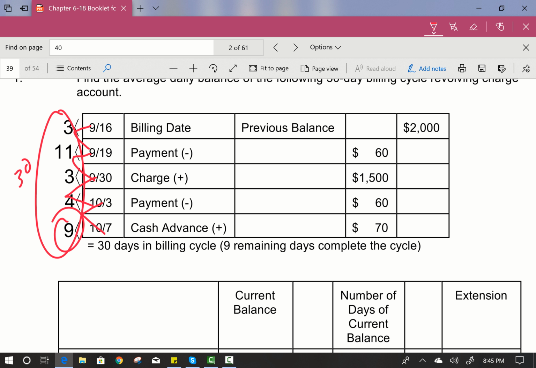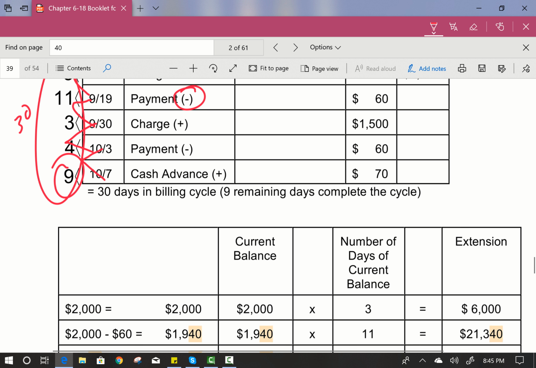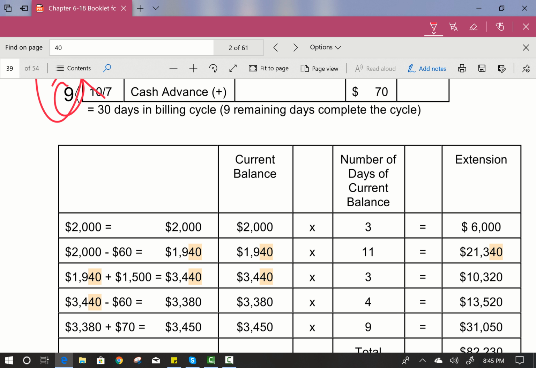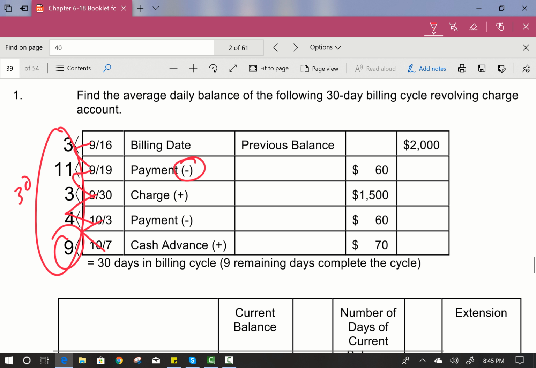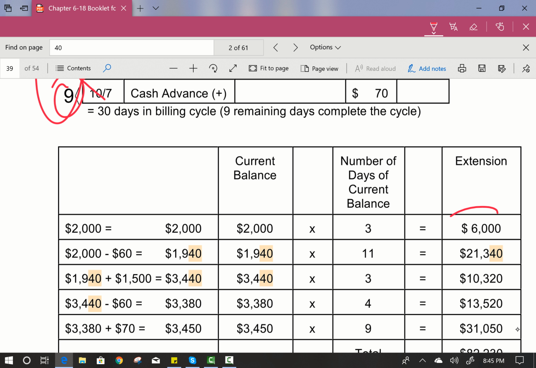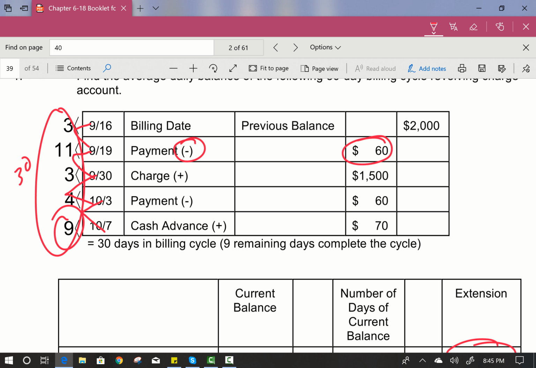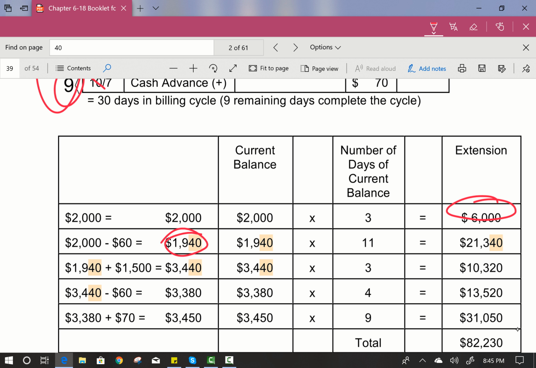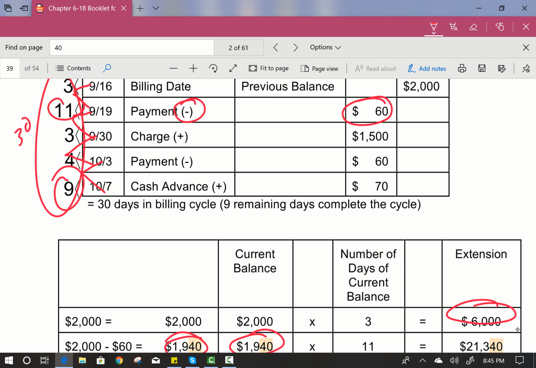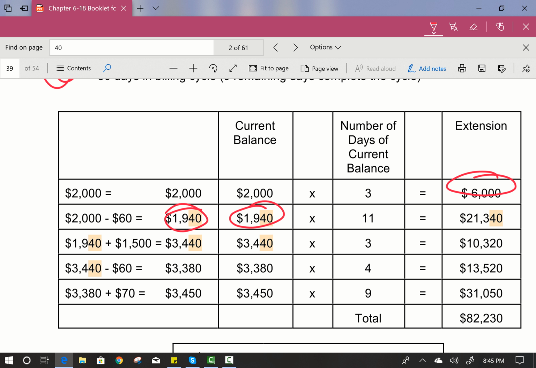Okay, then once you've done that, you've got the previous balance of $2,000, and on the 19th you have a payment. First of all, you have the $2,000 balance for 3 days. So it's 2,000 times 3, and that will give you an extension total of $6,000. Then the next thing you do, your $2,000 balance minus your payment of $60 will give you $1,940. So you take $1,940 and you have that balance for 11 days, and that gives you an extension total of $21,340.